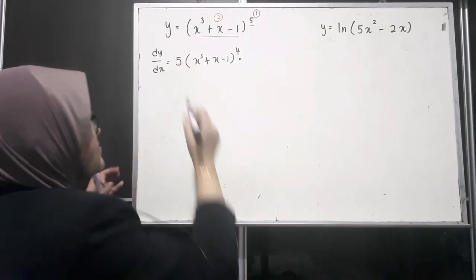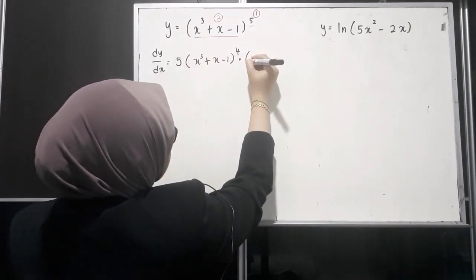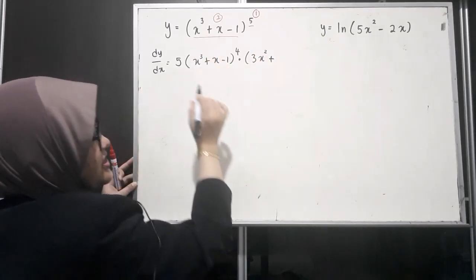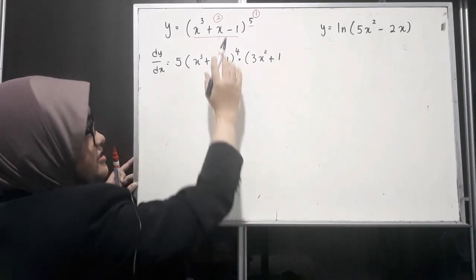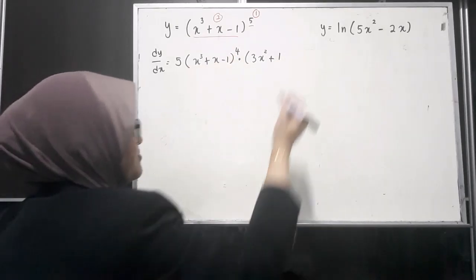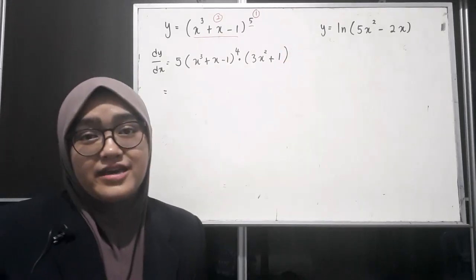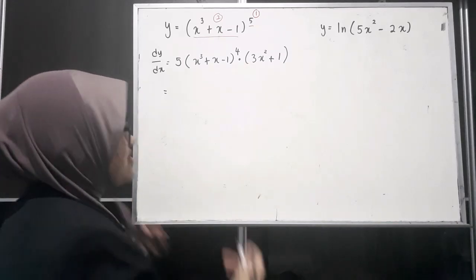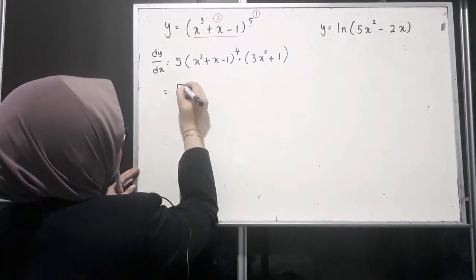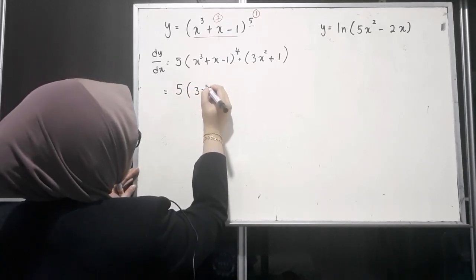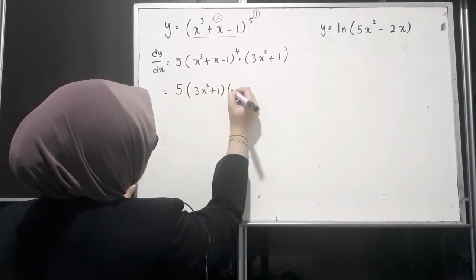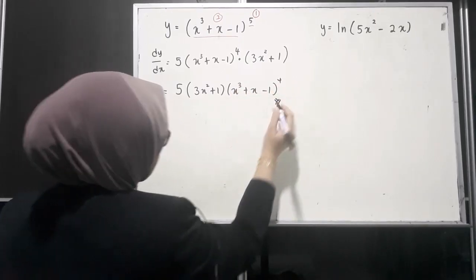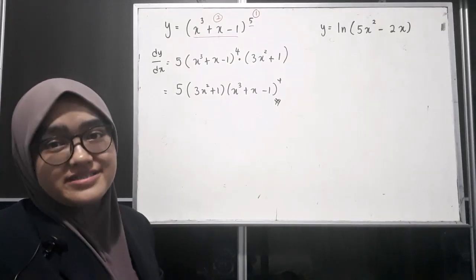Differentiate number 2. Differentiate x cubed, 3x squared, plus differentiate x, 1. Differentiate negative 1 is 0. As for the final answer, combine these two solutions. And this is the final answer.